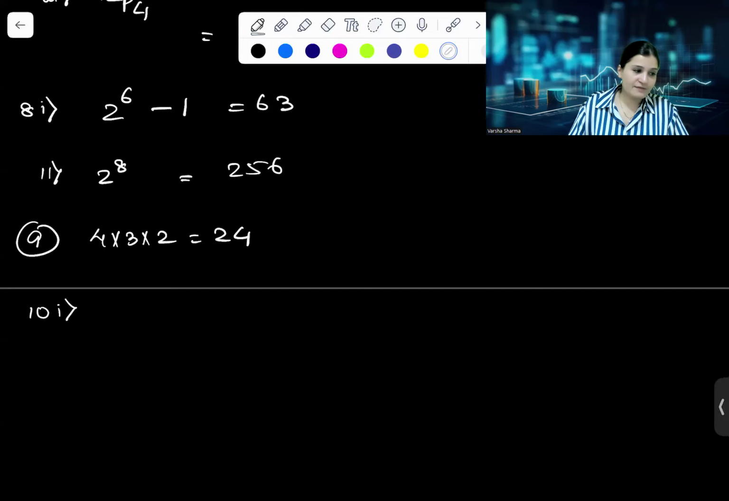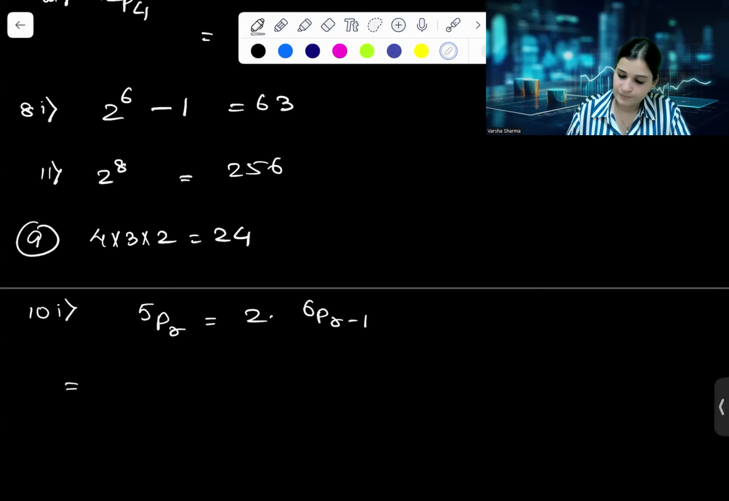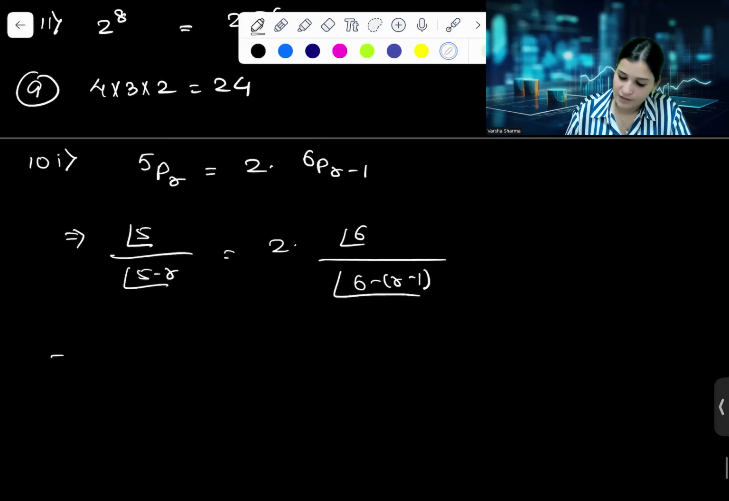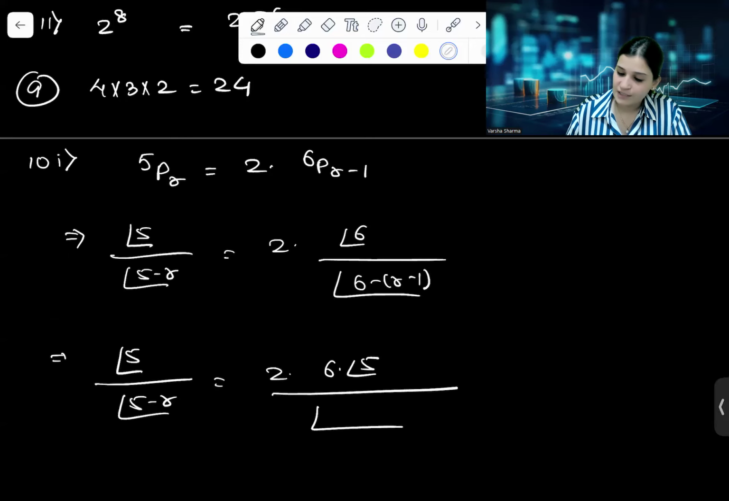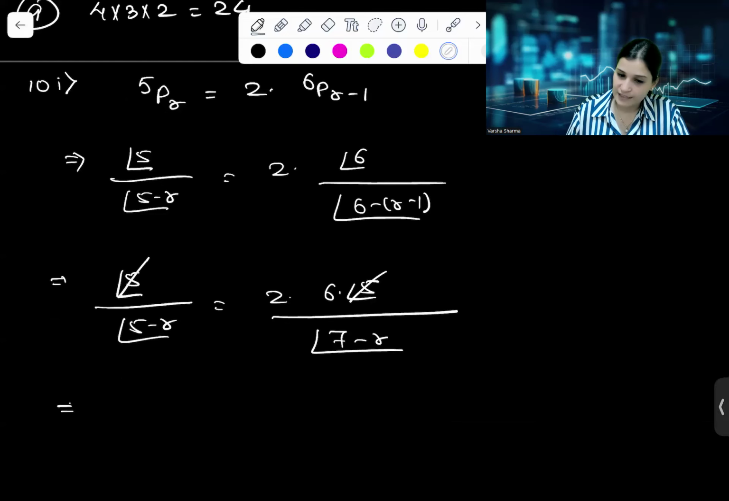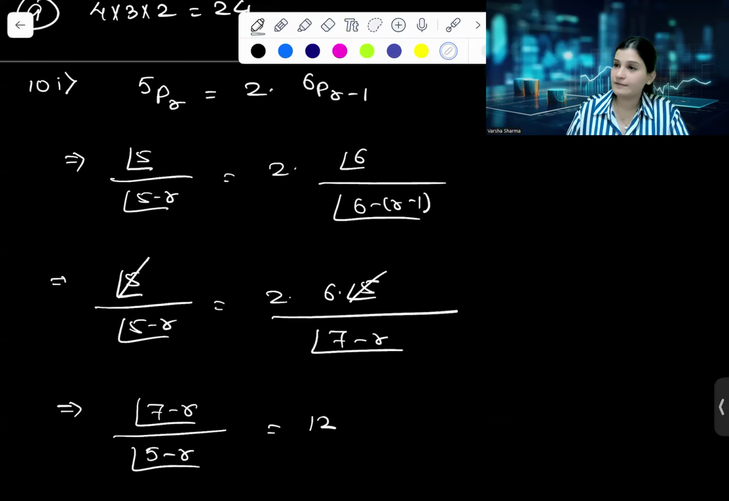10. Okay, again find the value questions. 5PR is twice 6P(R minus 1). Factorial 5 over factorial 5 minus R equals 2 times factorial 6 over factorial 6 minus R minus 1. So 6 factorial can be written as 6 into 5 factorial, and this is 7 minus R. 5 factorial gets cancelled. 7 minus R by 5 minus R equals 12.